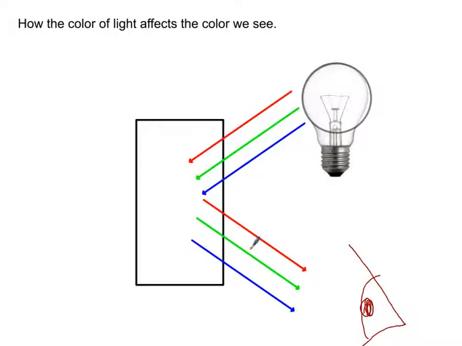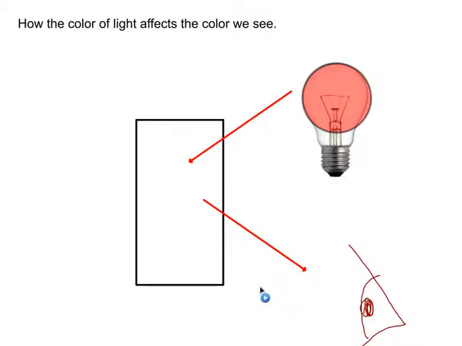Well, what if I change the color of the light? So instead of having the light be white, what if I use a red light? Okay, if I have a red light, that means that only red light's coming in. If only red light's coming into my white piece of paper, only red light can bounce off. And so my eye sees only red. So even though that piece of paper is white, I can only see it as red.